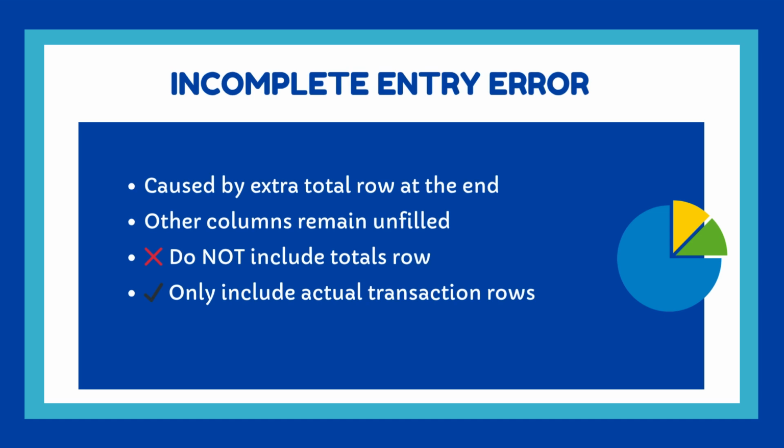Then another error you can get is the incomplete entry error. This happens when you add an extra row at the bottom. For example, you can add an extra total row after putting in your expenses and the amounts. The system expects only actual transaction rows, so do not include any totals. Leave that out completely so that you don't get this error of incomplete entry, because it will want you to fill every cell, every row and every column of that CSV file.